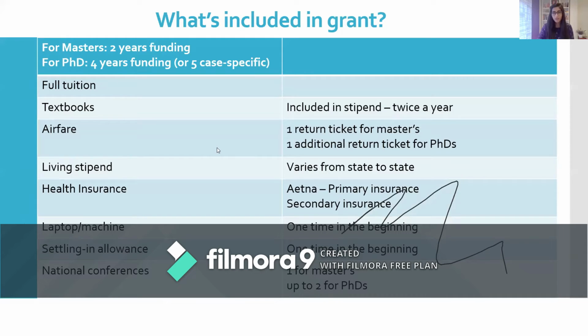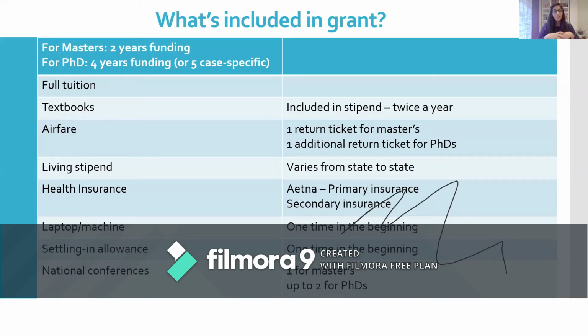Now coming to what's included in the grant. It's a fully funded scholarship. So that means if you are going for a master's, they would cover 2 years of funding. If you're going for a PhD, you will be fully covered for 4 years. And case by case, you can get an extension for the 5th year. But that's really something that you have to look into, and you have to justify why you want to go to a 5th year. But this is a fully funded grant, so 2 years fully funded for master's and 4 years funded for PhD applicants.